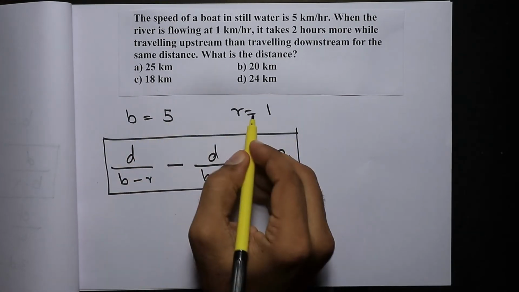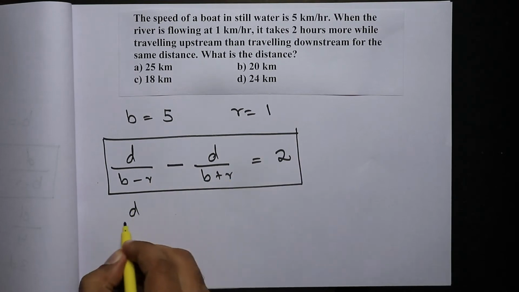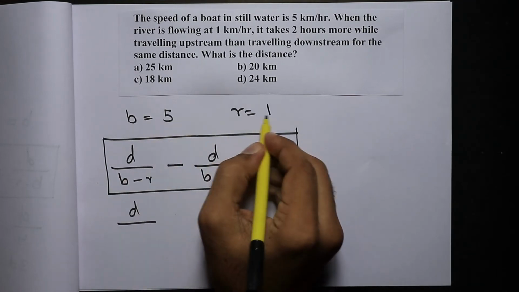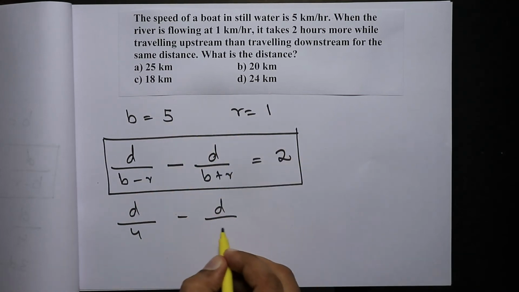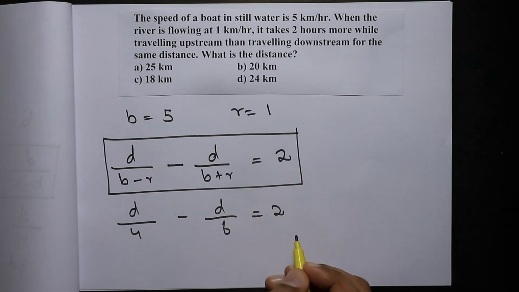So let us substitute these values into this equation. That is d by (b minus r), that is 5 minus 1, 4, minus d by (b plus r), 5 plus 1, 6. That difference is 2.